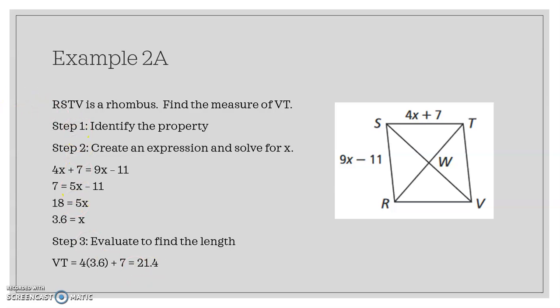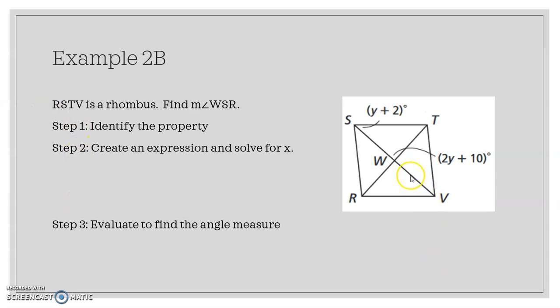Let's do another example. Okay, in this example, it says RSTV is a rhombus, and they want you to find the measure of angle WSR. So that's this angle here. There are a few properties that you need to know. Remember, this angle is going to be equal to this y plus 2 angle. But is y plus 2 equal to this? Think about that.